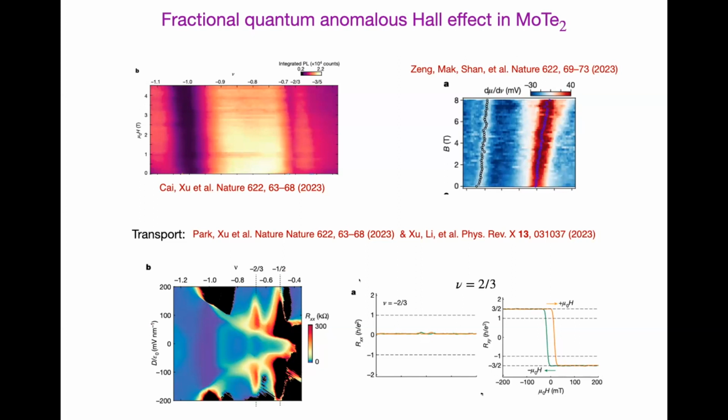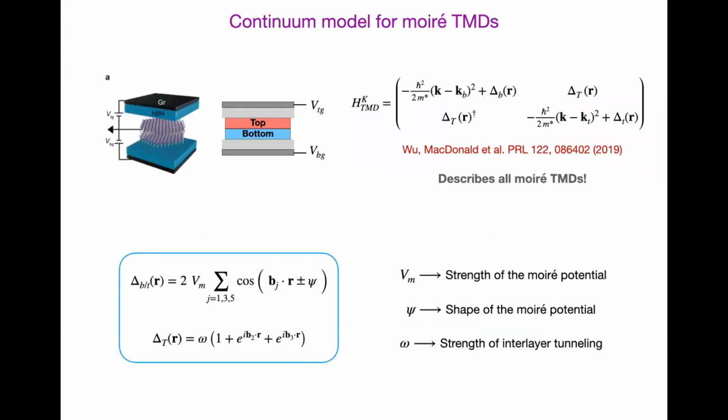For instance, they see a state at 2/3, but they don't see the counterpart at 1/3, or they see this very interesting state at 1/2, as Professor Shu was mentioning, and we would like to address the nature of these states. So the way we'll do it is theoretically, starting from the continuum model for Moiré TMDs.